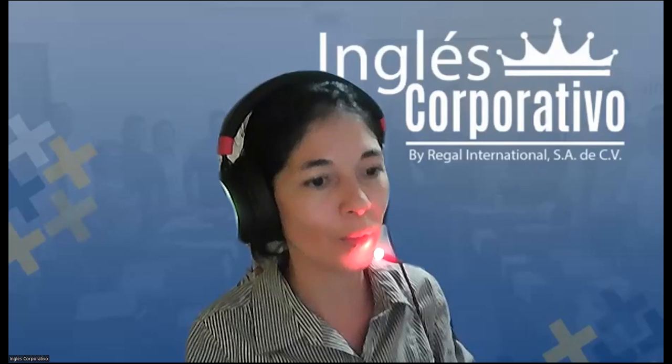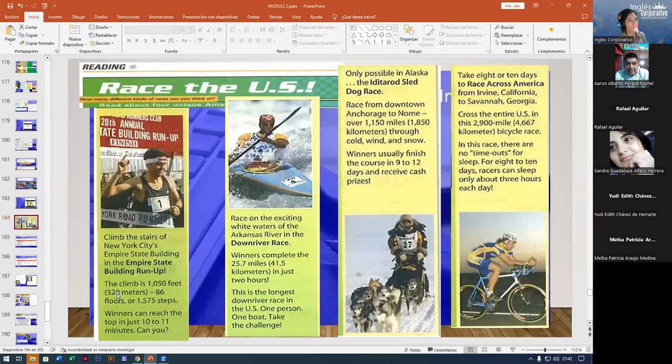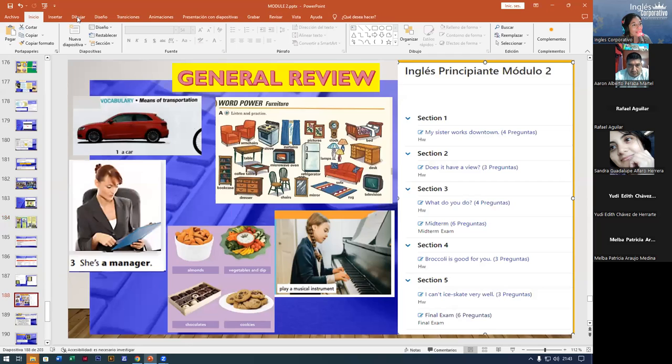All right, let's go on. Okay, we had this one about races. Now, we finished with the model very fast. Now, we are going to have here a short review about the model 2. So let's remember what we were studying in these 5 sections.